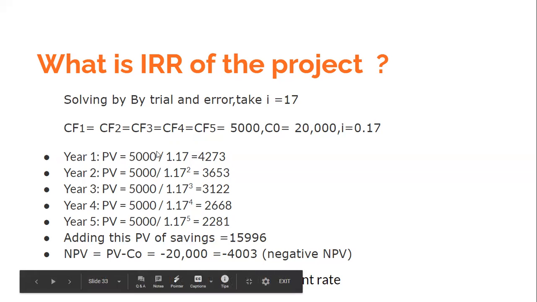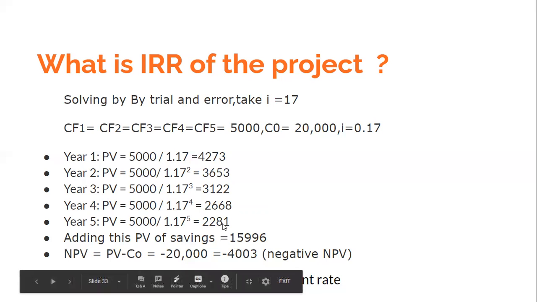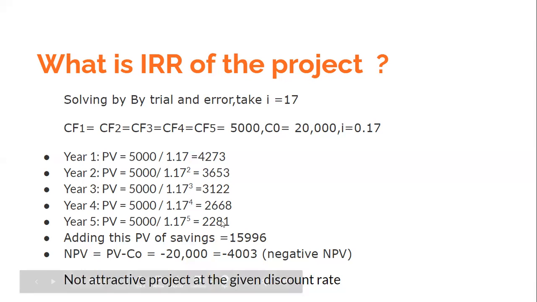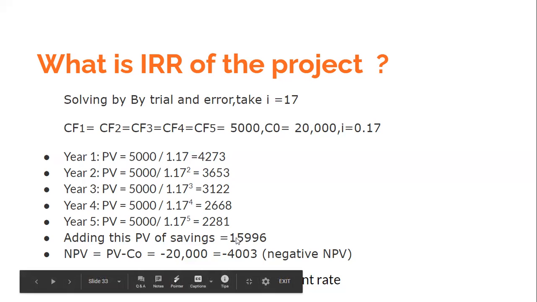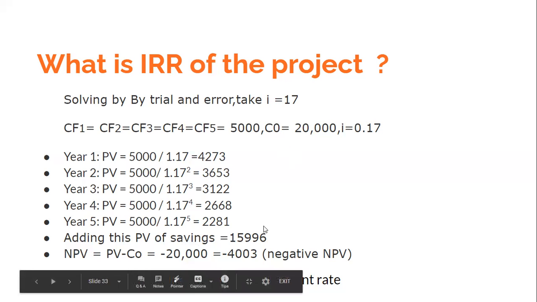So now with this 17%, it is 1 + 0.17 to the power 1, 1 + 0.17 to the power 2, 1 + 0.17 to the power 3, likewise. So that goes in the denominator and the numerator remains 5,000 in each case. So the present value in the first year becomes 4,200 and progressively it goes on decreasing, and the present value in the fifth year is only 2,200 for 5,000 rupees. If you add this, we find that this is about 16,000, which is less than the initial investment. So obviously, because this is negative, the net present value is negative, we need to again reduce this value of I.